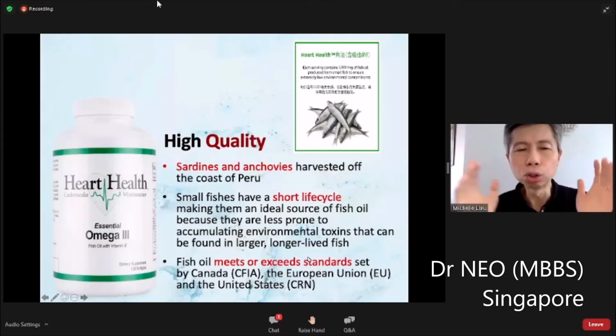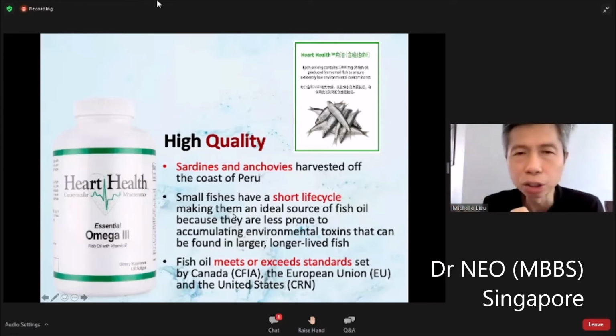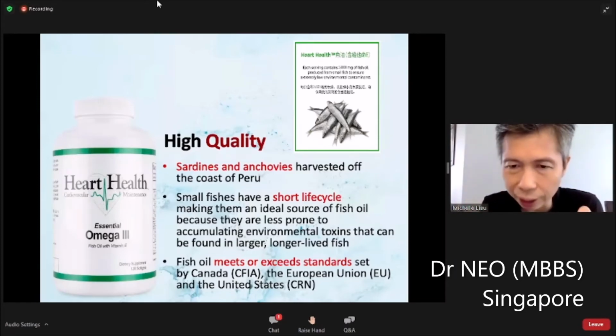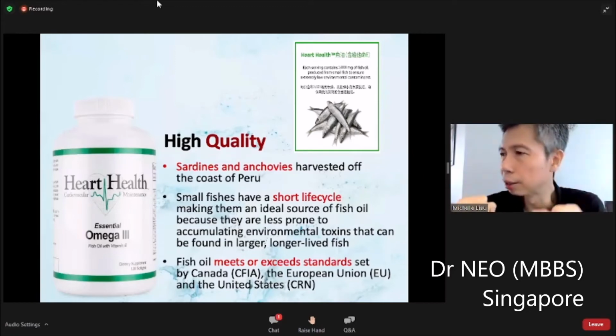So when you choose a fish oil, there are a number of factors I want you to consider. Firstly, is the source of the oil from big fish or small fish? Ideally, we want it to be from small fish like sardines and anchovies. This is because these small fish have a short life cycle, a short lifespan, really. Therefore, they don't accumulate that much toxins and heavy metals from the environment, unlike big fish.